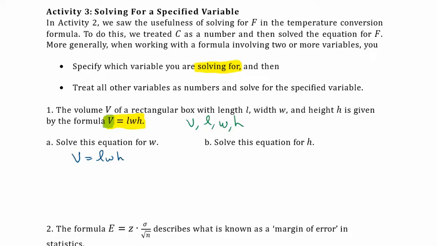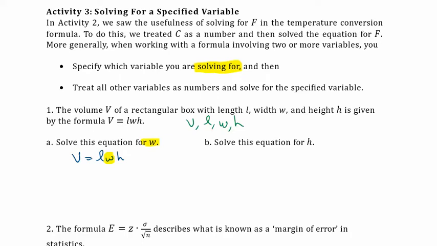All right, so let's solve this equation for W. Solve for W. So what that means is we want to get W by itself on one side of the equation. Currently the W is on the right-hand side of the equation. So in order to get the W isolated on the right-hand side, we need to eliminate L and H from the right-hand side of the equation.